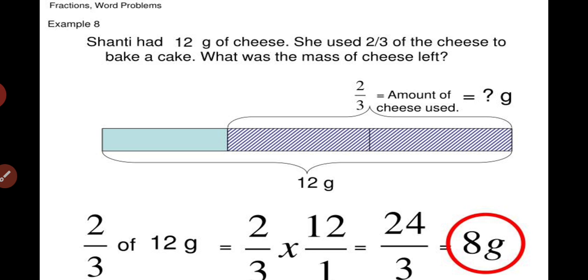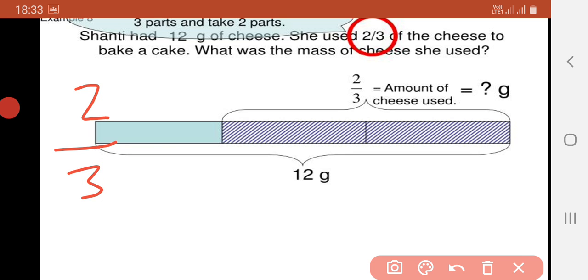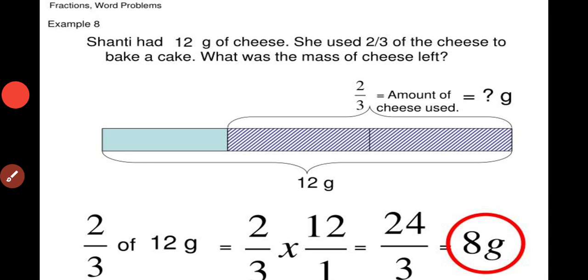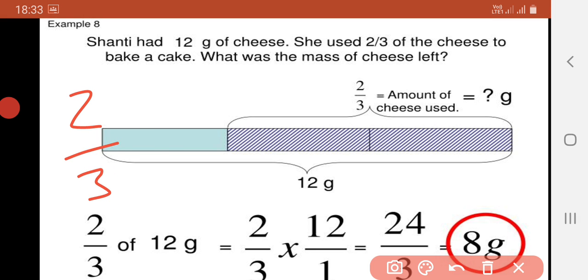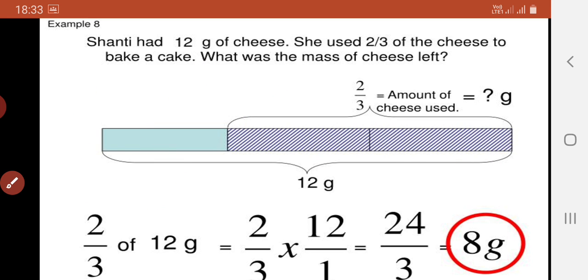Another method to find our answer is, we can write 2/3 multiplied by 12 gram. We divide 3 by 3, 3 ones are 3, and 3 fours are 12. So our answer is 2 multiplied by 4 is equal to 8 gram. We can find our answer in this way also.